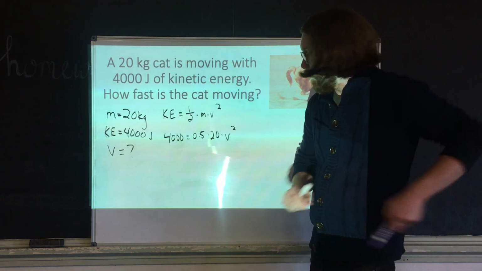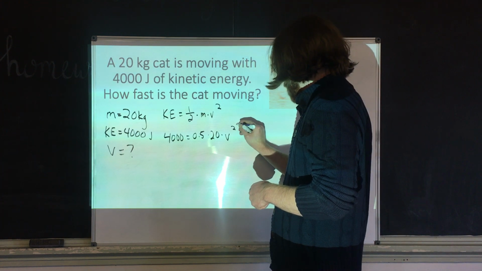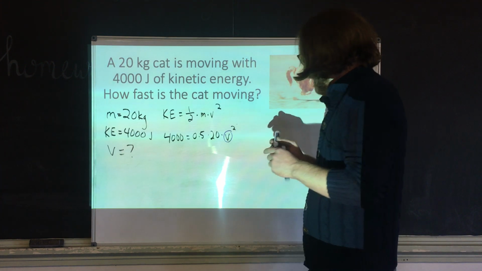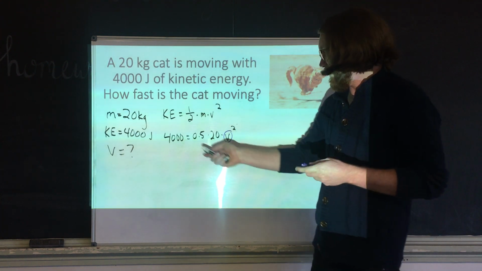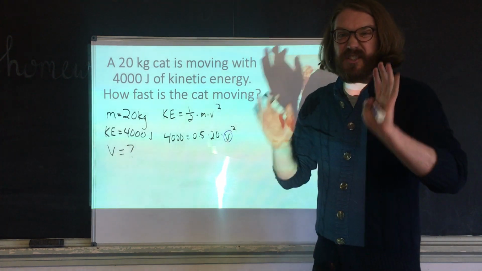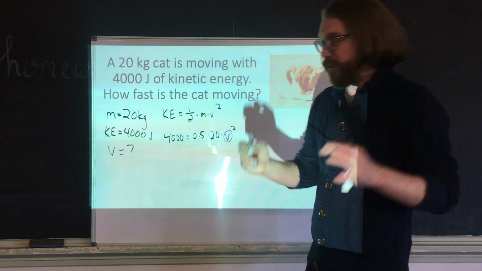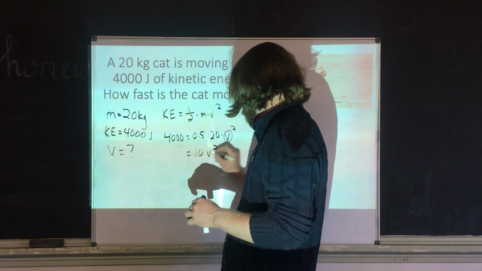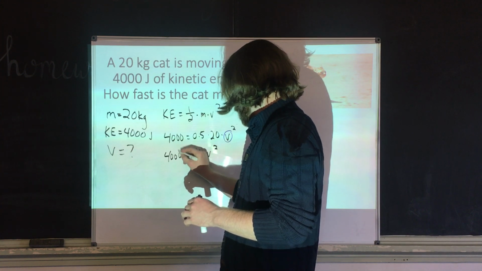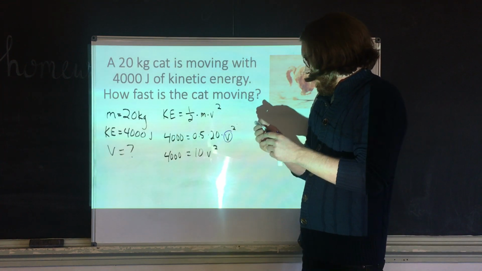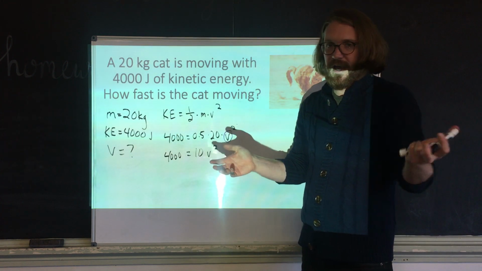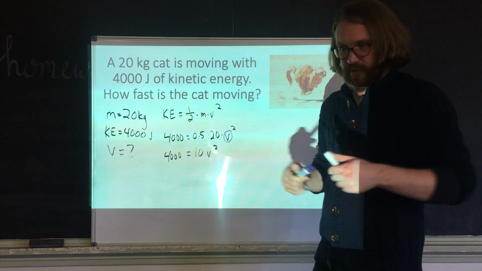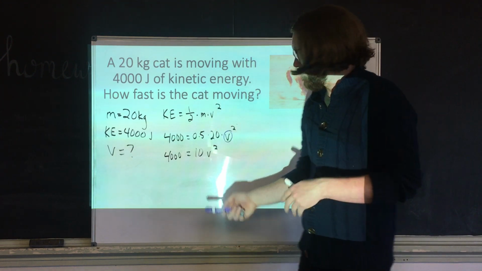Now again, we are trying to get the velocity by itself. We want this by itself. So the first thing we need to do is multiply 0.5 by 20. And I can just tell you that 0.5 times 20 is equal to 10. Bring everything else down. Bring down the 4,000, bring down the v squared. 20 divided by 1/2 is 10, right? You got 20 bucks, you split it in half, you got 10 bucks.